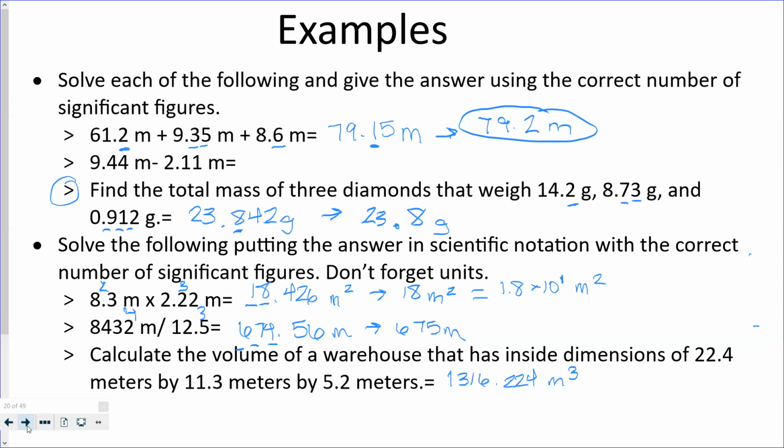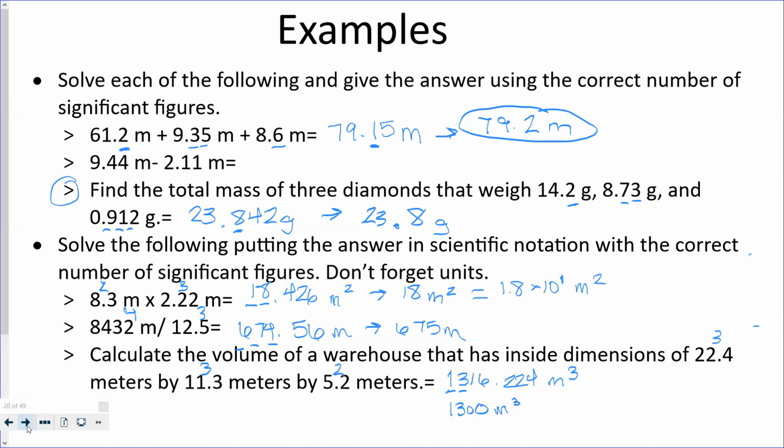Sig fig wise, 22.4 has 3 digits, 11.3 has 3 digits, 5.2 has 2 digits. So our answer needs to be rounded to 2 digits. This is something that messes people up a lot. So 2 digits rounds to the hundreds place. You still need to show that this is close to 1,300, not 13. So put placeholders in if needed. So that would just stay the same. So it would be 1,300 meters cubed.